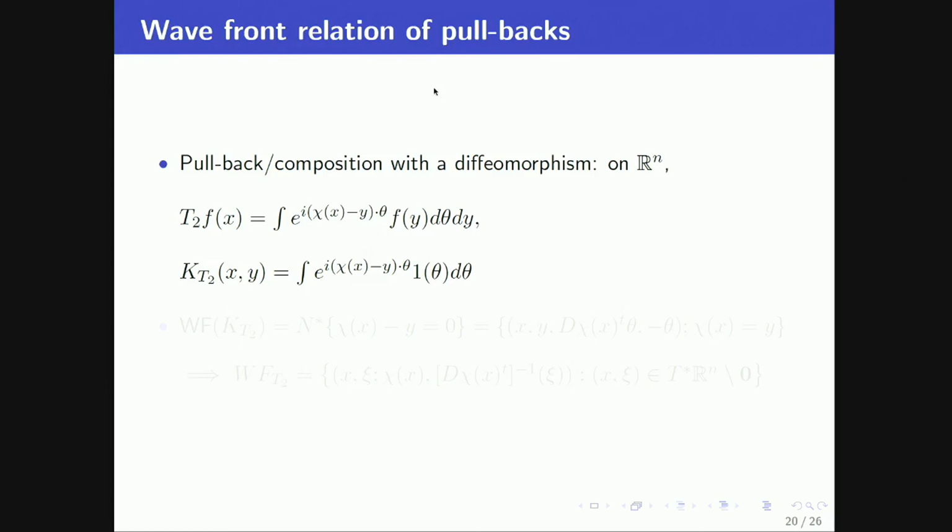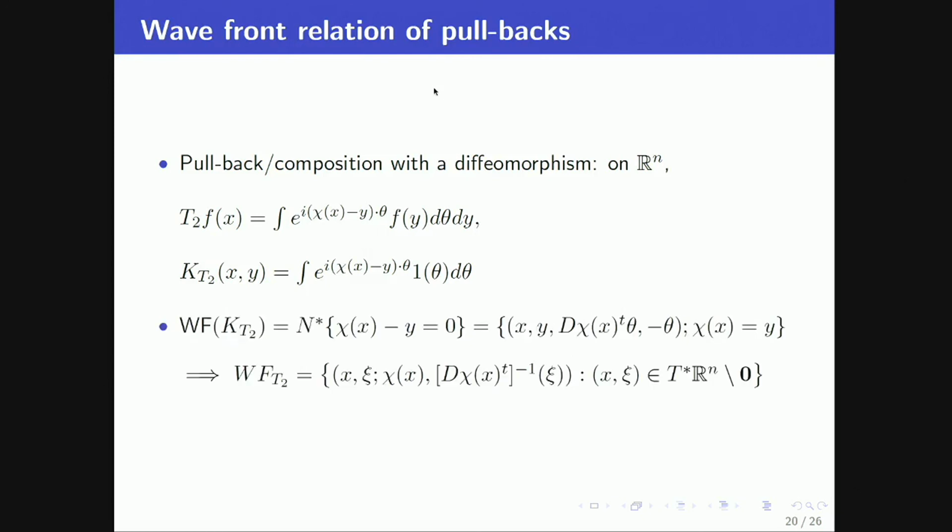If you look at pullback or composition with a diffeomorphism, same thing. The Schwartz kernel is simply given by this expression here, and the wavefront relation is contained in the set of all four-tuples (x, ξ), and then χ of x, and then the contragradient of the differential of χ. So that means (dχ transpose) inverse applied to ξ. And this is an example of a canonical transformation. (x, ξ) goes to this.